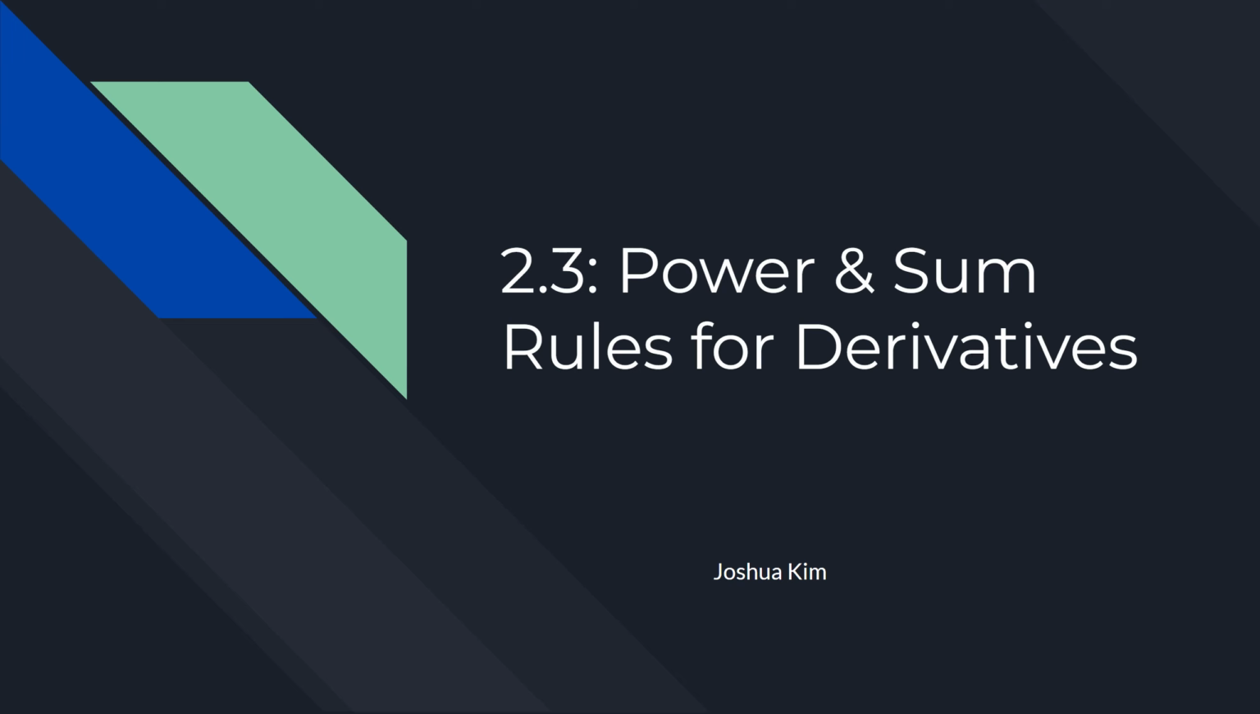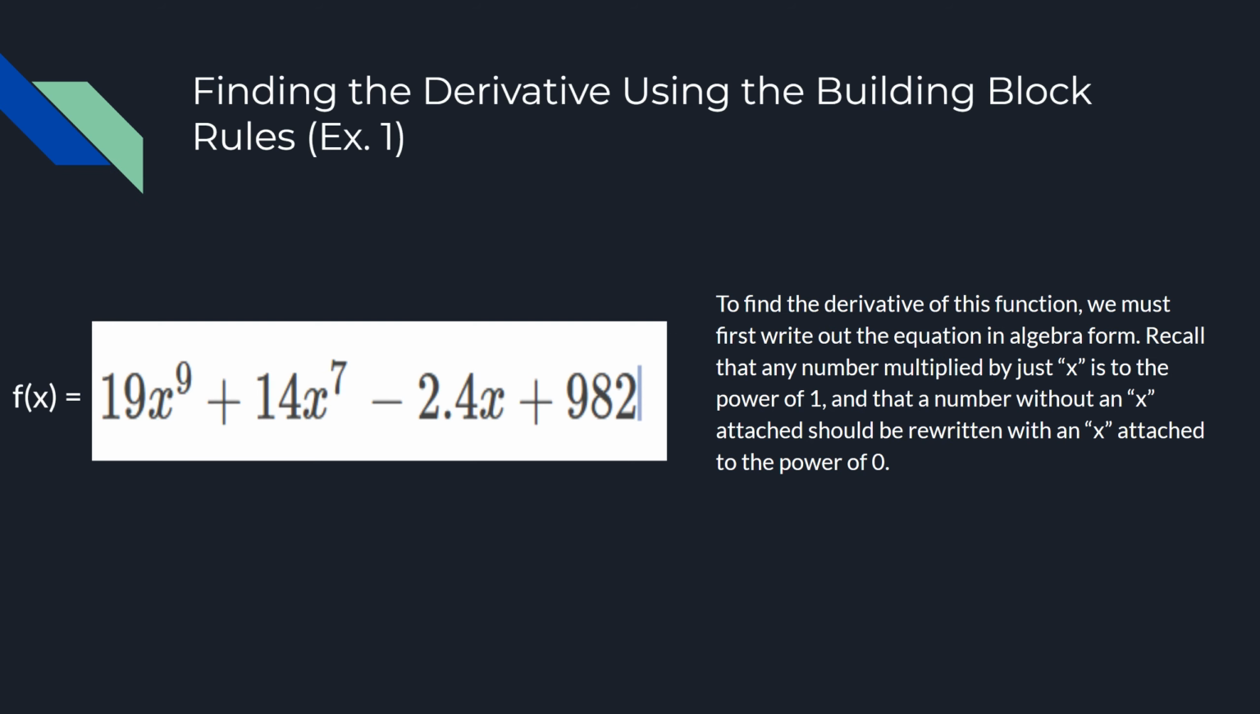The unit that I have selected for my final portfolio lesson is derivatives, and the section that I have chosen from that unit is 2.3, power and sum rules for derivatives. To find the derivative, we have to use the building block rules, and for my first example, I have f of x equals 19x to the power of 9 plus 14x to the power of 7 minus 2.4x plus 982.